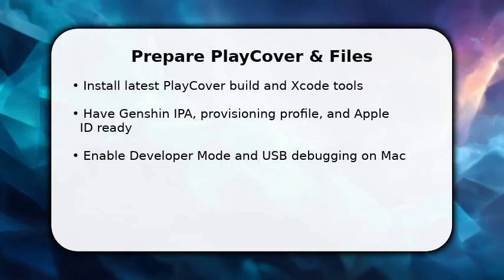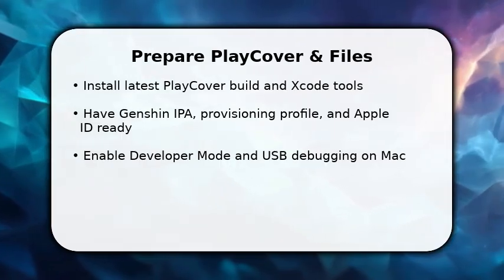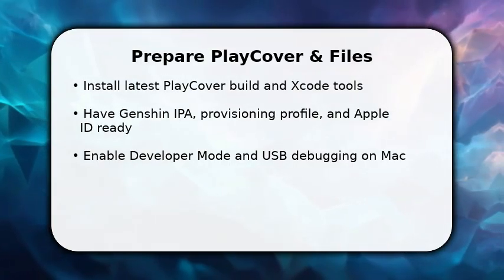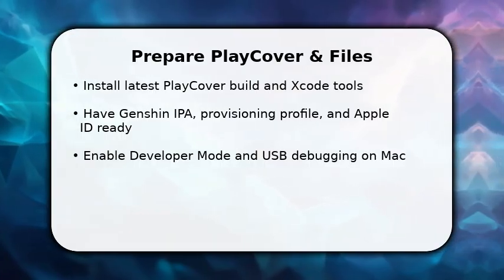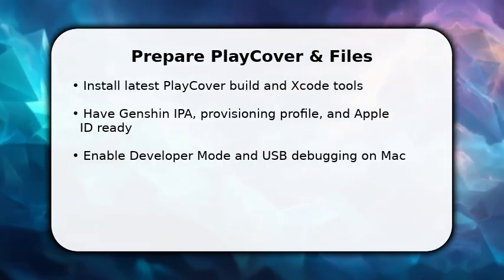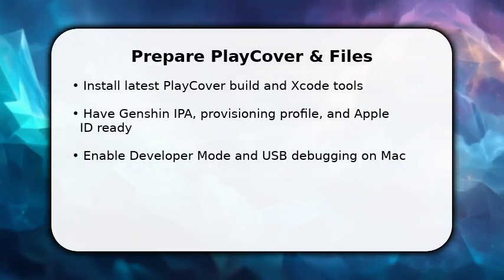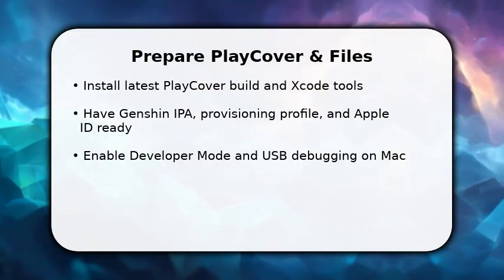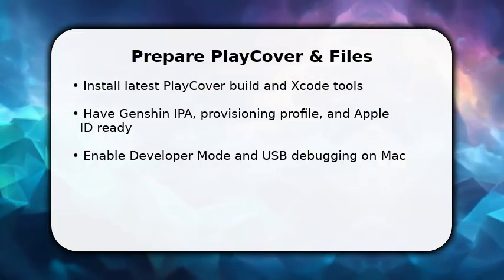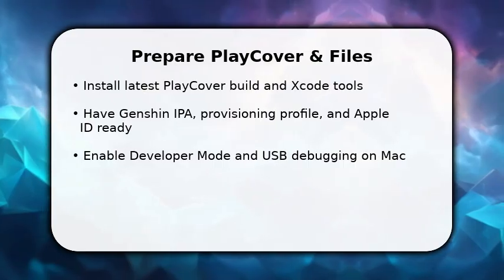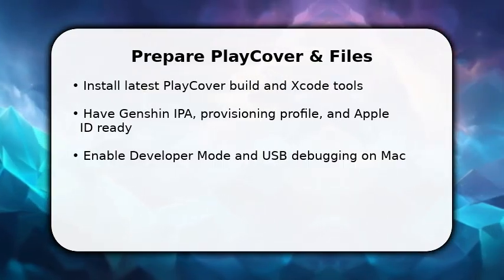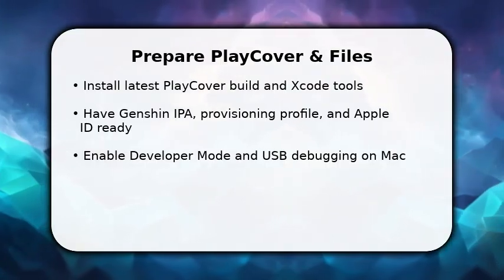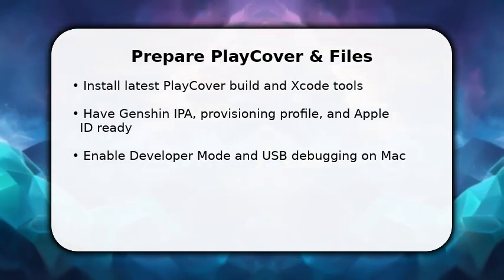Enjoy the video. You start by confirming Playcover and Xcode are installed. This ensures signing tools work. Next, load the Genshin IPA and the correct provisioning profile into a single folder so you don't hunt for files mid-process. Connect with your Apple ID in Xcode to allow signing. Once connected, enable developer mode on the Mac and make sure USB debugging is active for iOS device recognition. These initial steps remove common interruptions before you begin the actual install and update flow.